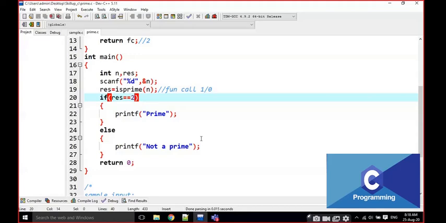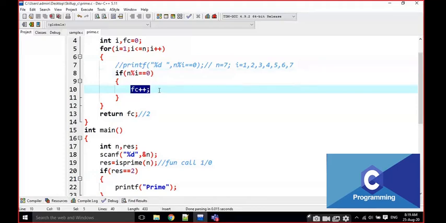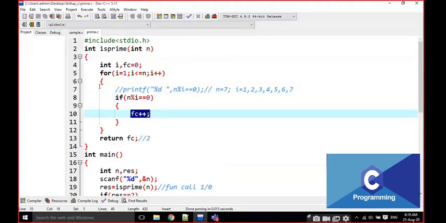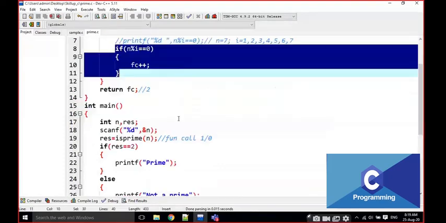I am going to find the factors. That's it. How many factors are there? How am I finding the factors? If n is exactly divisible by i, meaning the remainder is 0, then only I am going to increment fc plus plus. That's it. It's a very simple program. This is the only one thing.